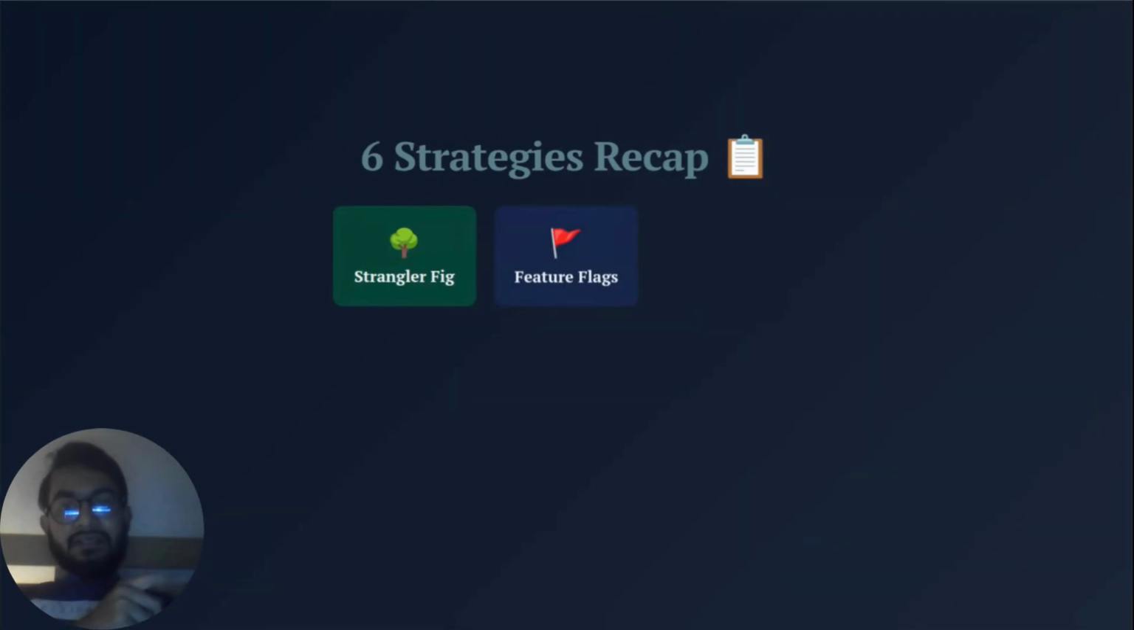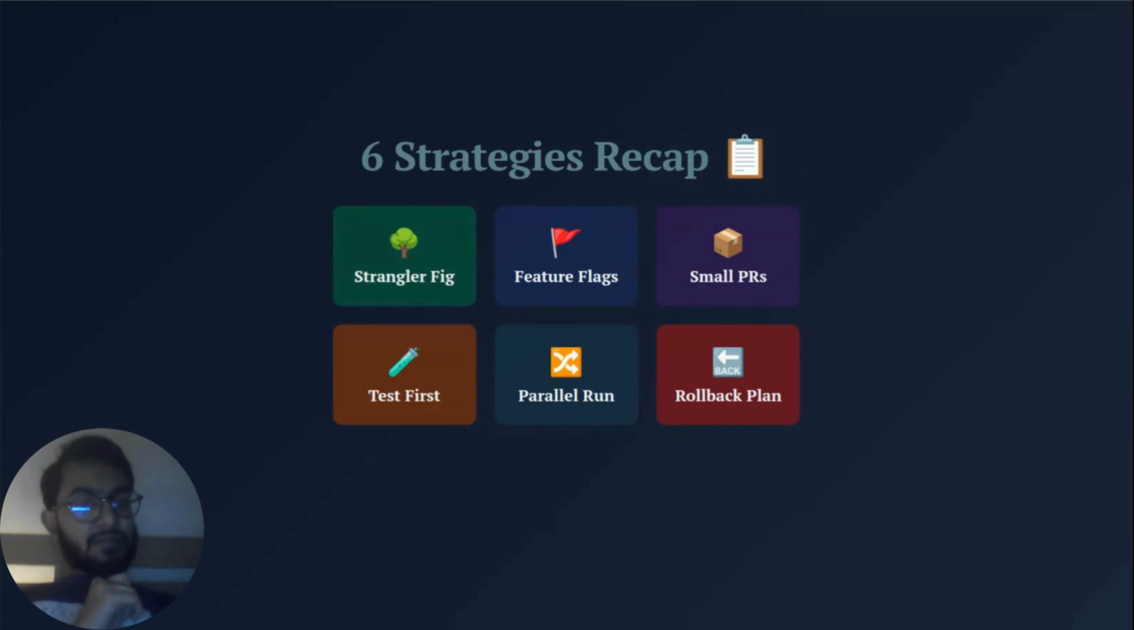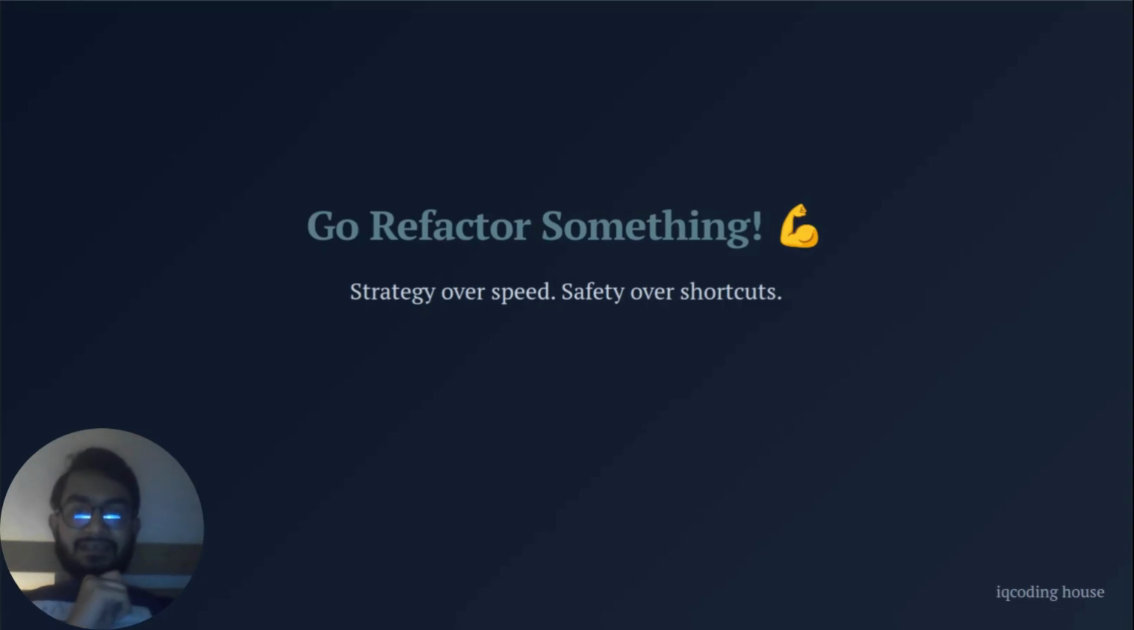Well, let's recap what we covered. You need to follow the Strangler Fig pattern. You should have feature flags. You need to raise small PRs, test first, run in parallel, and have a rollback plan, and refactor with confidence, not fear. This is also important. So I think you are now set to do some refactoring in your code base. You need to follow strategy over speed and safety over shortcuts. This is really important.